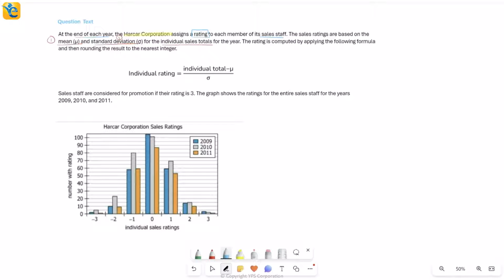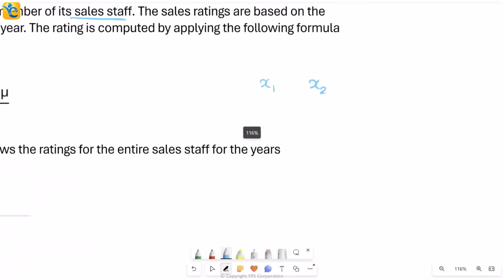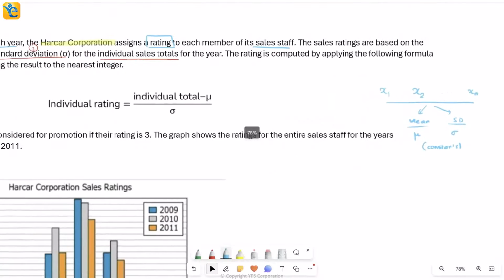So what that means is, suppose I have N employees and I have individual sales totals for all of them, X1, X2, XN. This is annual sales. Then I will calculate the mean of all of these individual values. This is my mu, and I'll calculate the standard deviation of these values. This is my sigma. So this is a constant. Both of these are constants that I have for this entire sales staff.